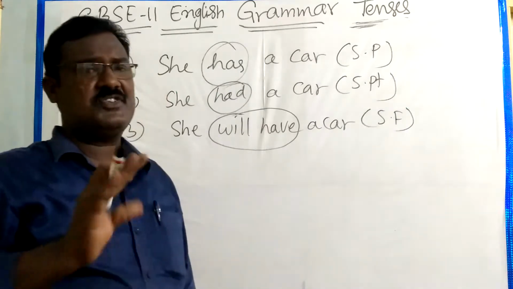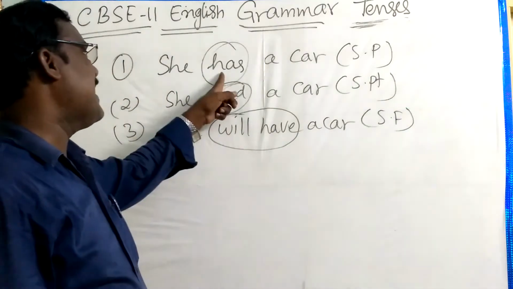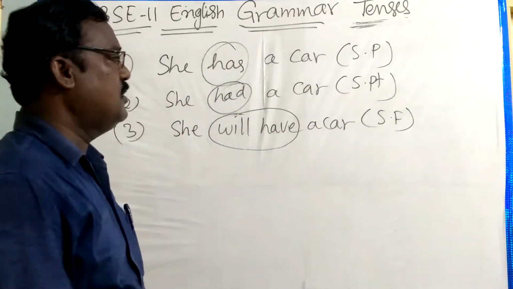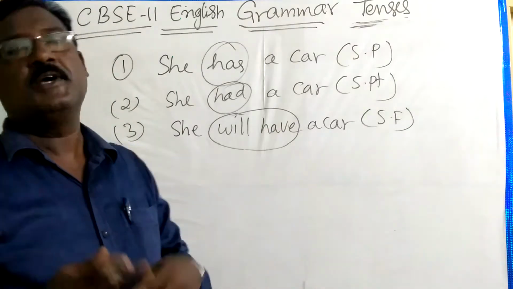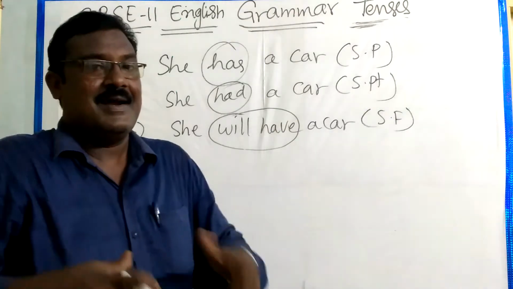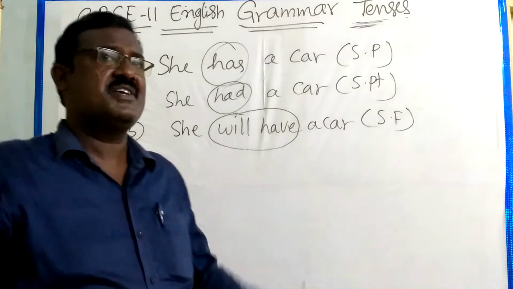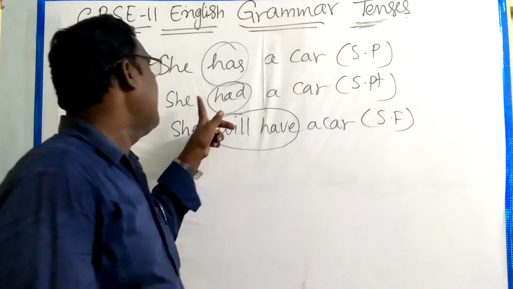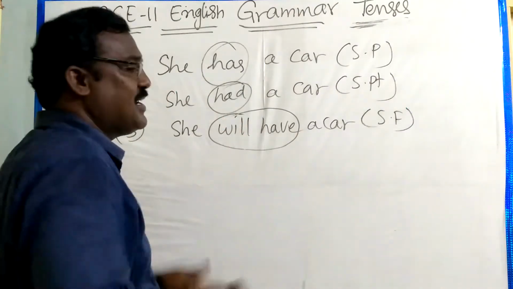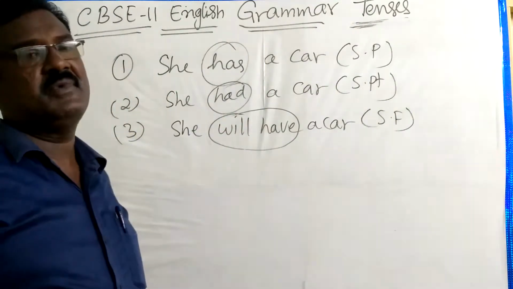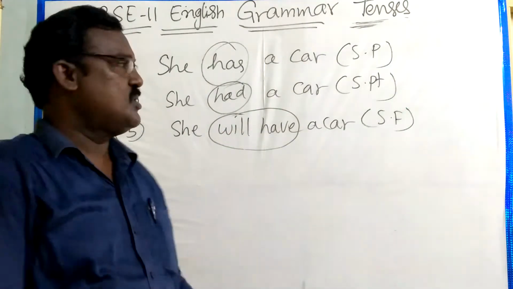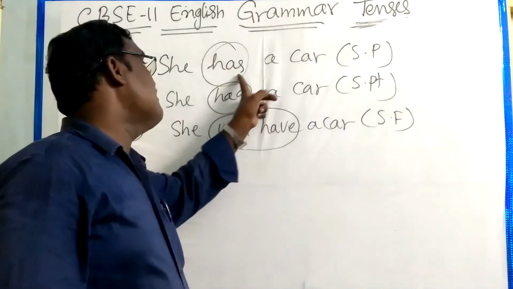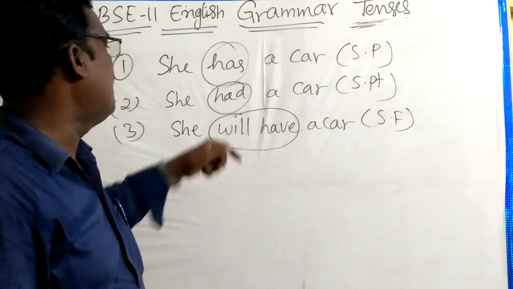Actually, tense means nothing but a change in the form of the verb. So has, had, will have. She, a car, all are same only. So tense is nothing but a change in the form of the verb to show the time of the action. Actually, we are saying that tense is time. No, time is entirely different from verb form. He came here at 10 o'clock. 10 o'clock, that is the time. Came, that is the verb form. So time is entirely different from tense. So tense is nothing but change in the form of the verb.